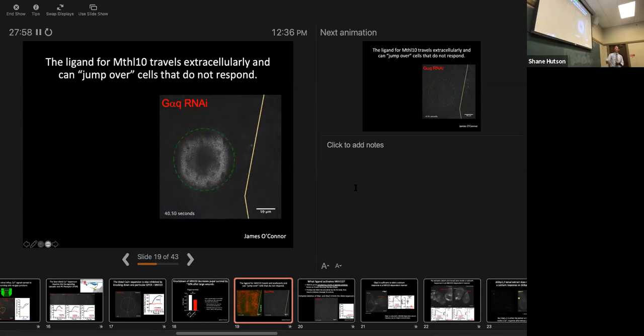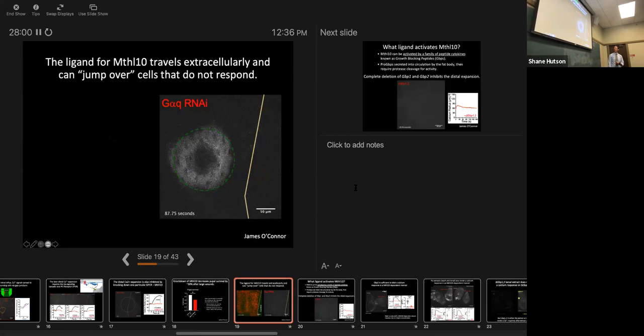We move that over. Wait a second, nothing's happening. And then it shows up on the far side over there in that tissue, right? So we've got something extracellular diffusible that doesn't require this bucket brigade mechanism. That's then the ligand for the Methuselah-like 10 receptor.